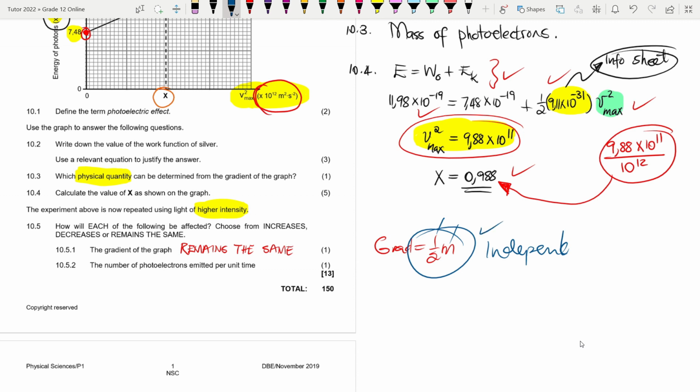The number of photoelectrons emitted per unit time. I think increases. Increase, okay, reason? Because intensity affects the number of electrons that are emitted. So since we have light of high intensity, more photoelectrons will be emitted.